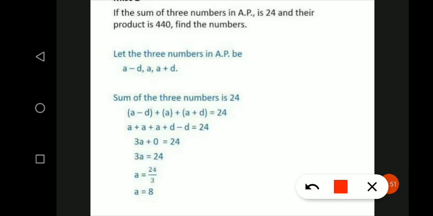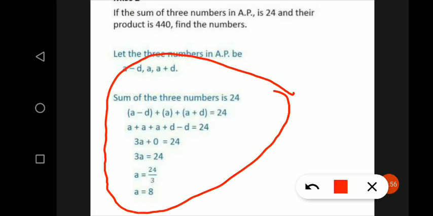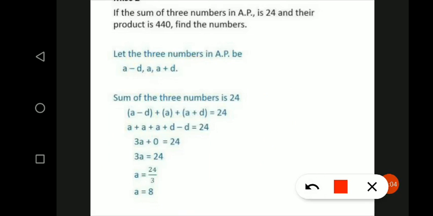As we have already done in the previous example, while adding and solving, we will get a is equal to 8. Earlier we have solved it. Now, since we have to find all the numbers, we want d also. And remember, a is not the first term, a is the second term here, or the second number, because they are simply saying about the number. So a is not the first number, a is the second number.